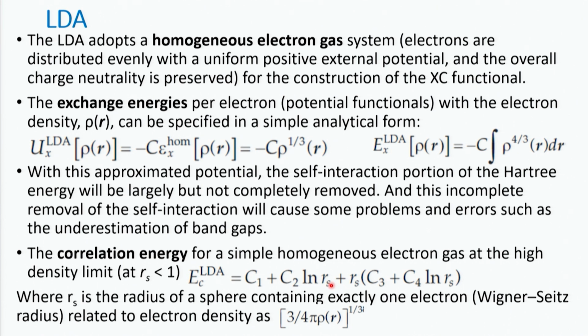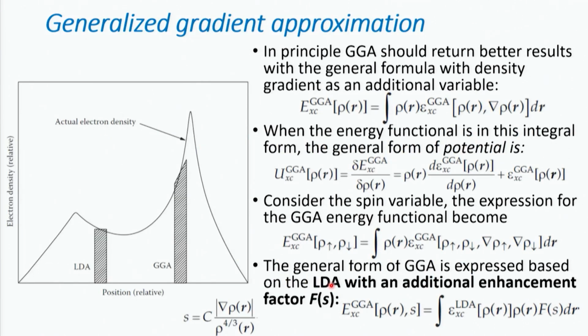Okay. So, in the case of the generalized gradient approximation, not only the charge density, we are also writing the gradient of the charge density. So, that is why this is called the generalized gradient approximation. Okay. So, in principle, GGA should return better results with the general formula with the density gradient as an additional variable. So, essentially not only the density, we are also using the gradient of the density as a variable.